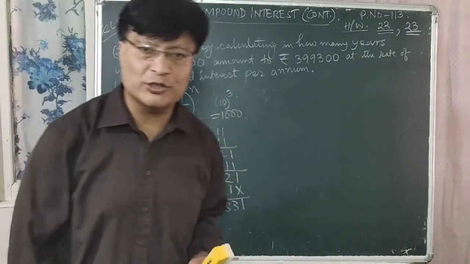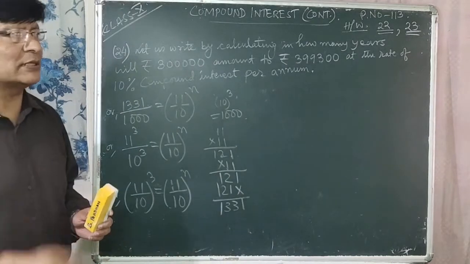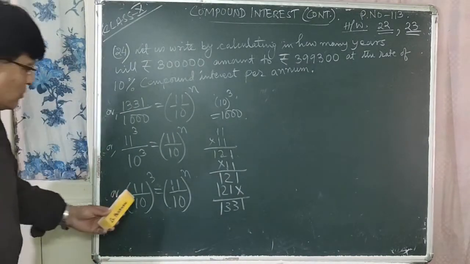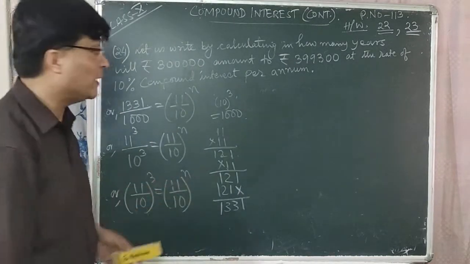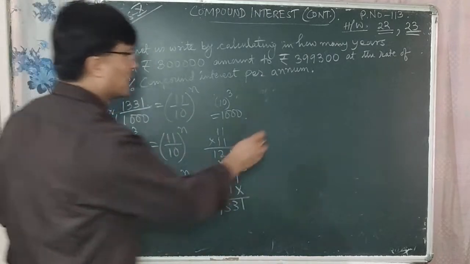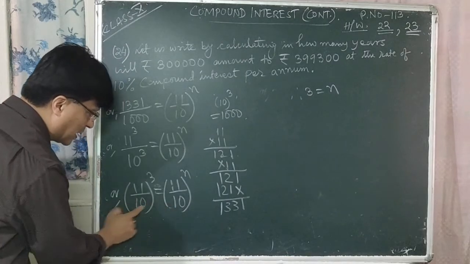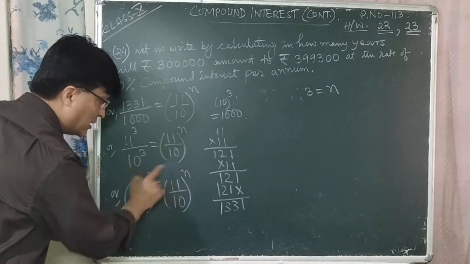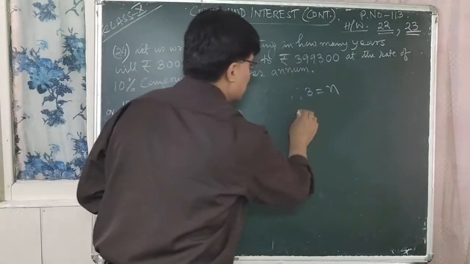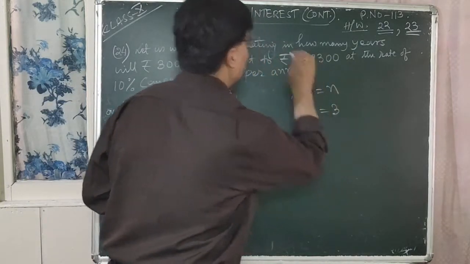That is from the laws of indices. So you have done it in class 9, I think. Okay. If the bases are equal, powers must be equal. In this case, the bases are equal. Therefore, 3 is equal to n. Since these bases are equal, powers must be equal. That is 3 is equal to n. That means n is equal to 3.